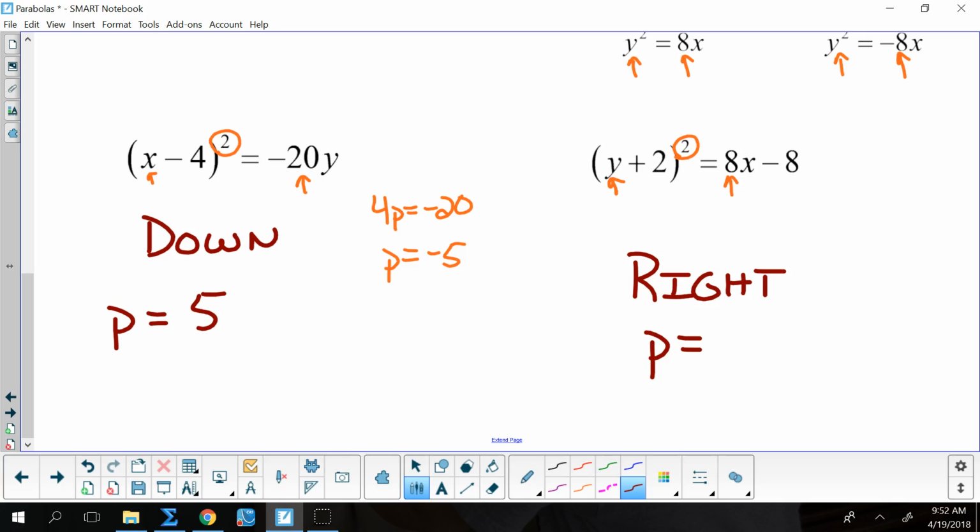P in this case. 2, yeah, because 4p is that 8 number, right? That number right here. So 4p is 8, so p is 2. You can absolute value it, it's still 2. So that's the first thing that you've got to determine. You've got to determine the direction of opening and what p is.